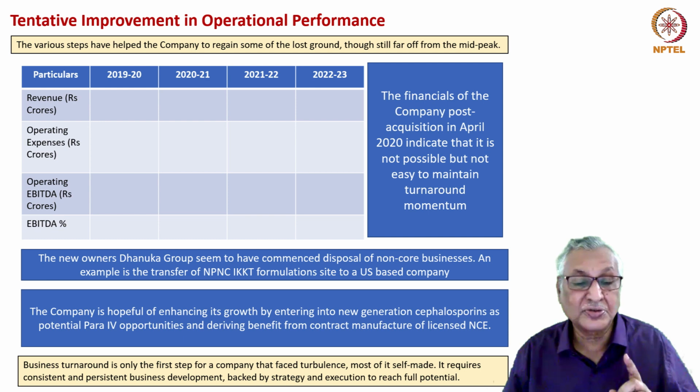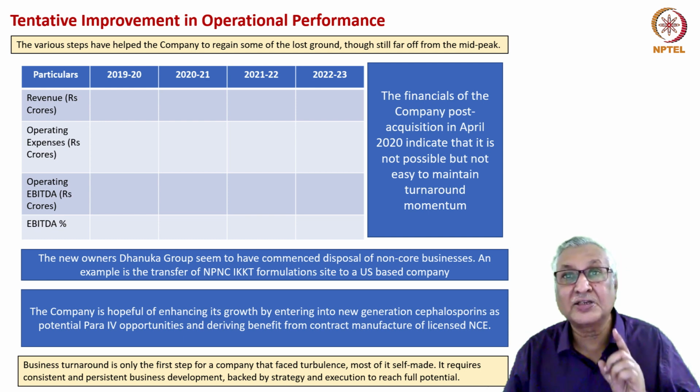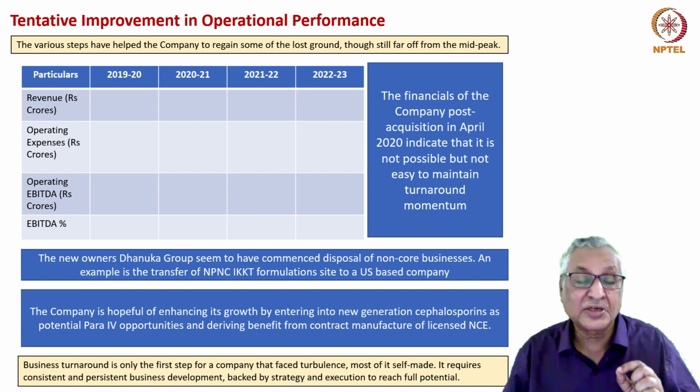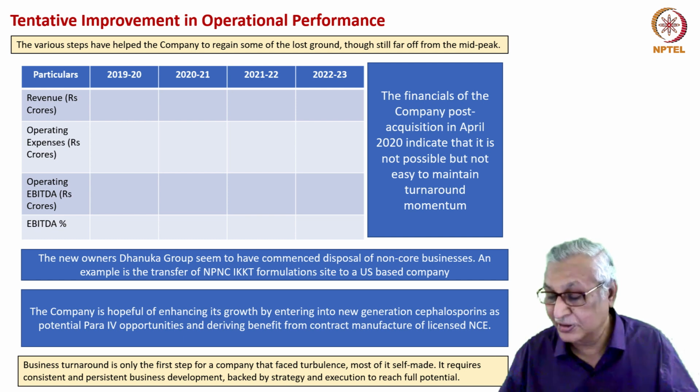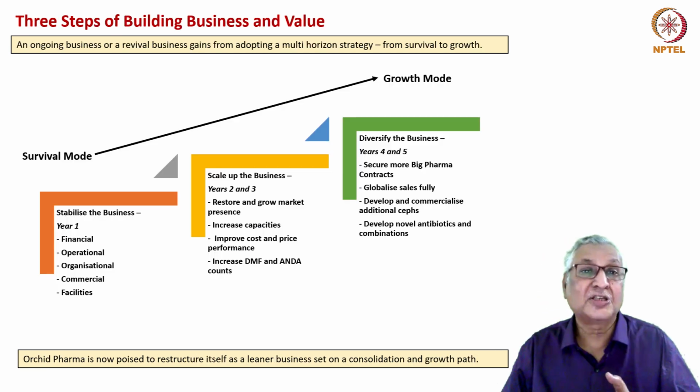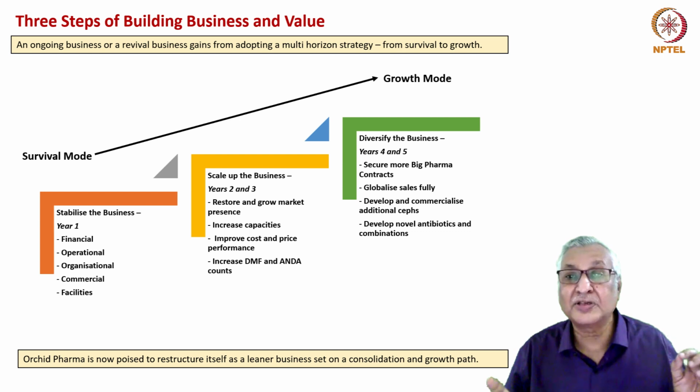Business turnaround is only the first step for a company that has faced turbulence, most of it self-made. It requires consistent and persistent business development backed by strategy and execution to reach full potential. There are three steps of building business and value. An ongoing business or a revival business gains from adopting a multi-horizon strategy from survival to growth.